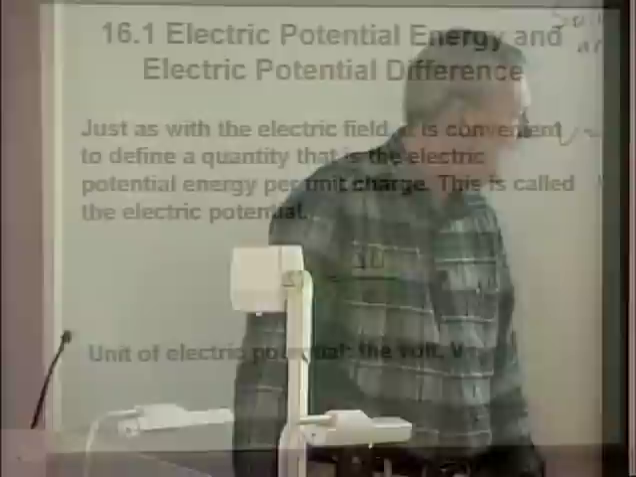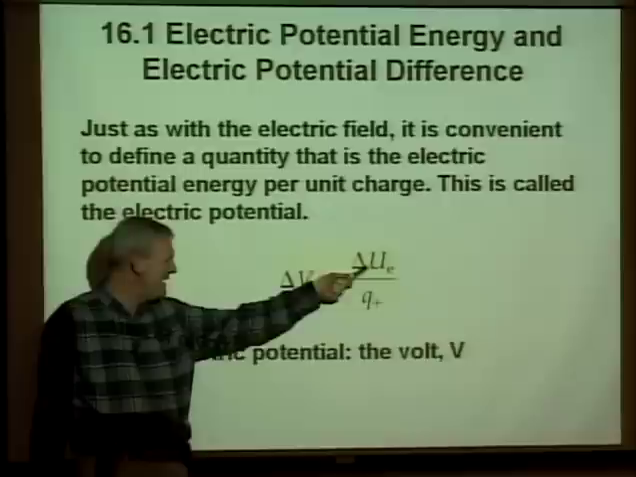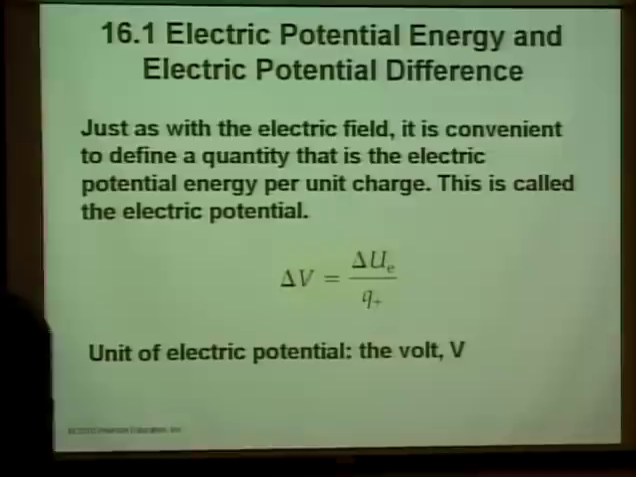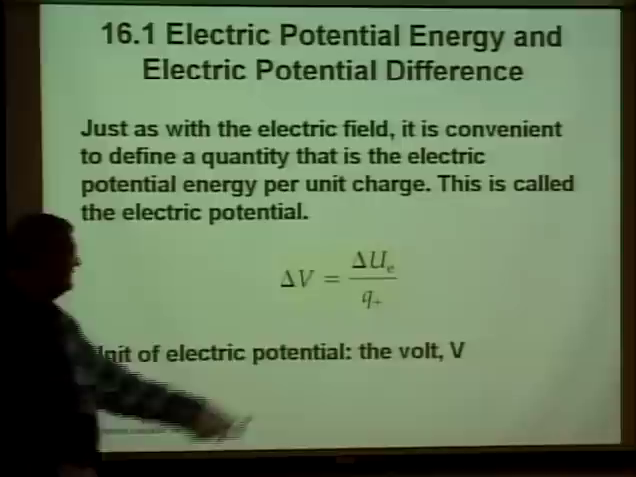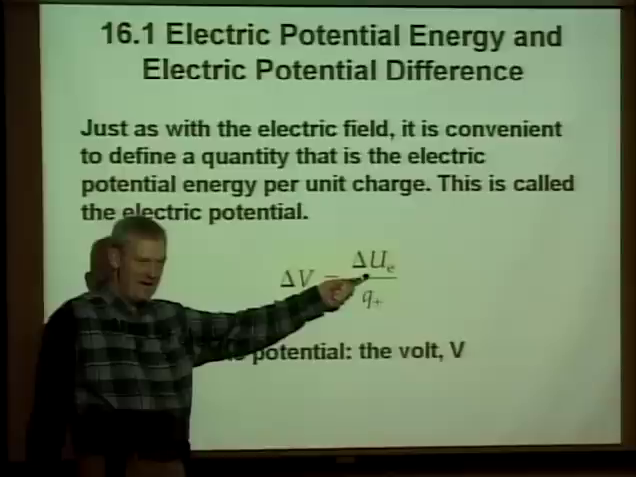Now, just as with the electric field, it's convenient to define a quantity: the electric potential, or the change in voltage, is equal to the change in energy divided by the charge. Change in energy divided by the charge. And the unit of the electric potential is the volt. It's in joules per coulomb. So notice, if I multiply the voltage times Q, what do I get? I get the energy back, right?